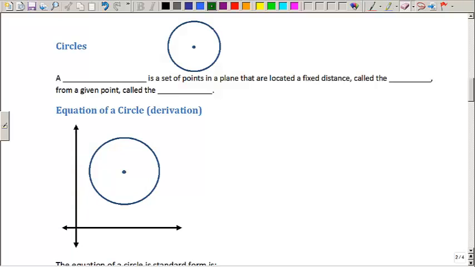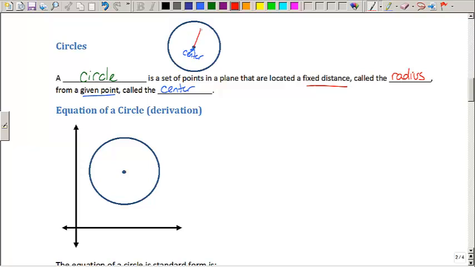Now that we've talked about distance and midpoint, we'd like to talk about circles. A circle is a set of points in the plane that are located a fixed distance from a given point. This fixed distance is called the radius, and the given point is called the center. On my picture of a circle here, the point in the middle is the center, and the fixed distance is the radius.